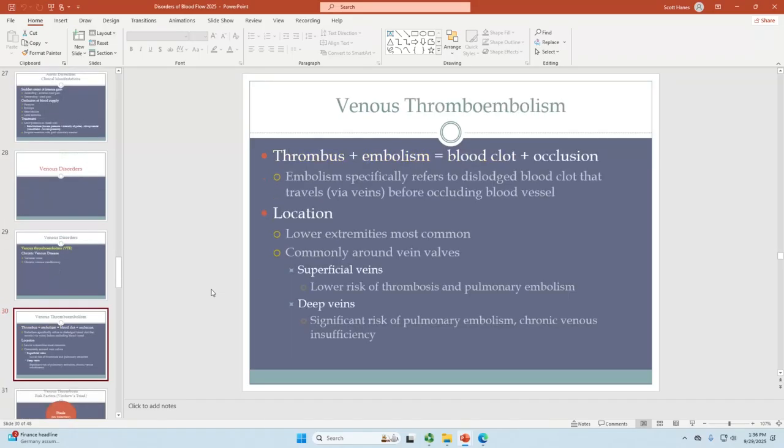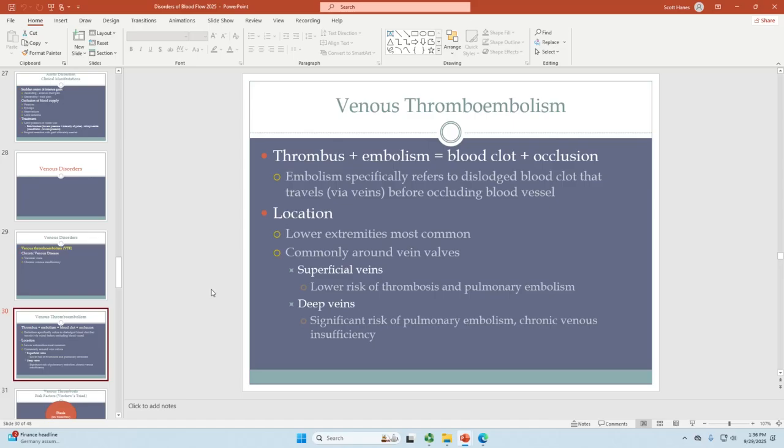All right. So to differentiate, make sure that we understand what a thrombus is and what an embolus is. Okay? So a thrombus is a blood clot that forms in a blood vessel. This is your blood vessel, right? And you get a thrombus that forms there for whatever reason. Okay, that's a thrombus.